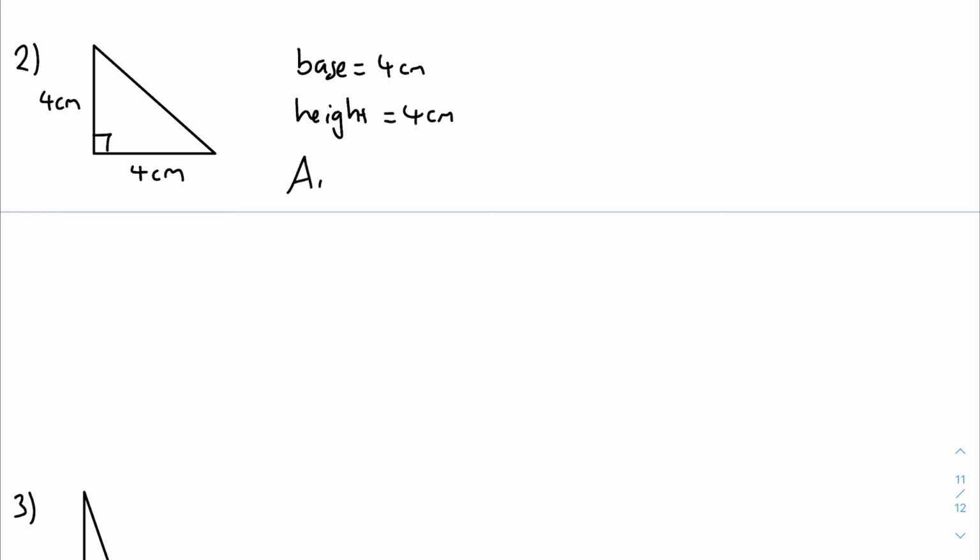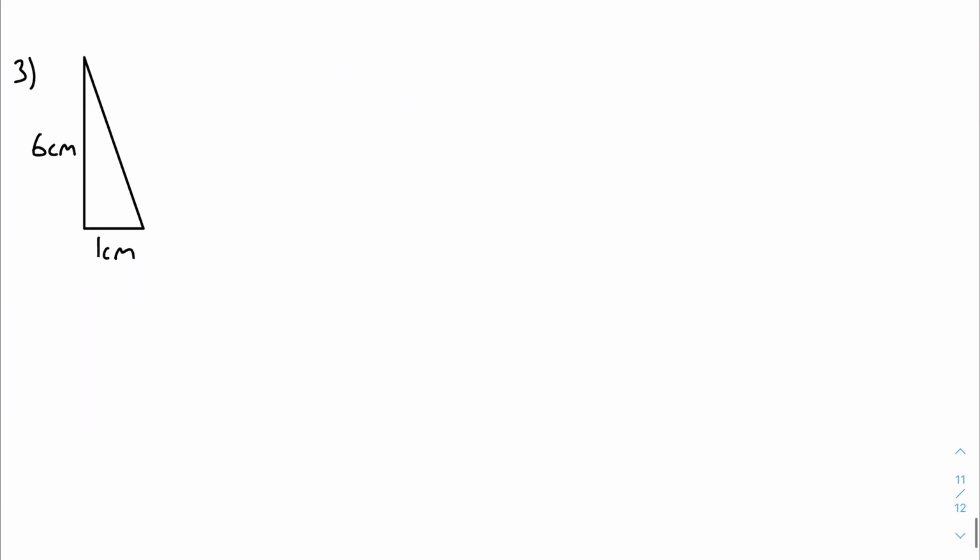Okay, so that means that the area here is going to be 1/2 multiplied by 4 multiplied by 4. 4 times 4 is 16, so we then got a half multiplied by 16, and 1/2 times 16 is 8. So that means the area here is going to be 8 centimeters squared. And then last but not least, we've then been told here that the base is equal to 1 centimeter and the height is equal to 6 centimeters.